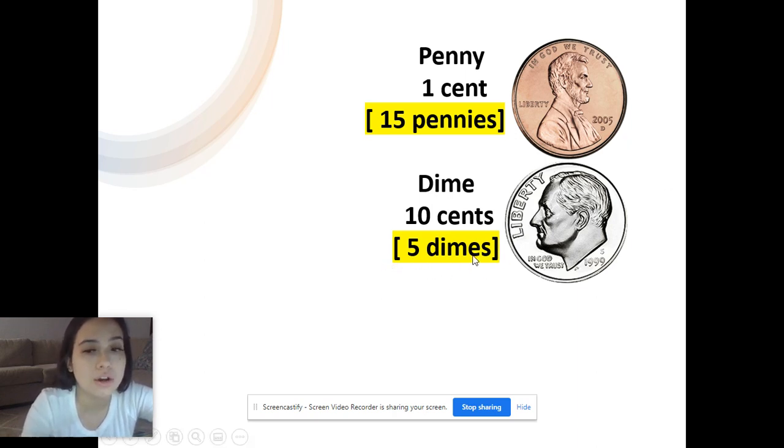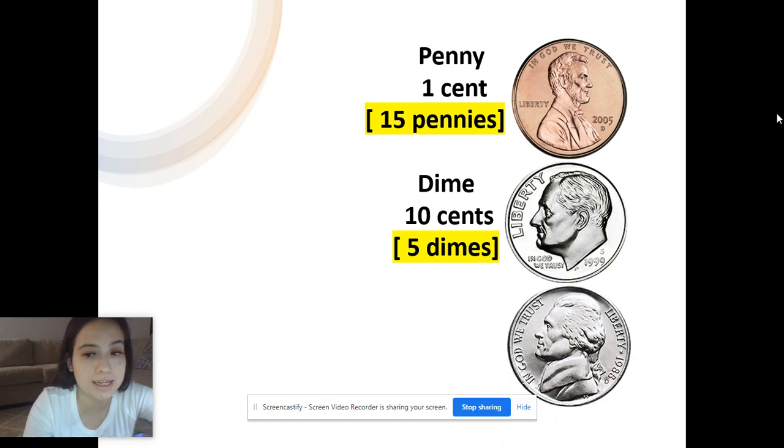So make sure that you also have 5 dimes with you if you can. Remember, this is optional. You don't have to use it if you don't have them. We can just draw them out. But if you have coins at your house, you're more than welcome to use it. Now, our last coin that we're going to review is, what is the name of this coin?